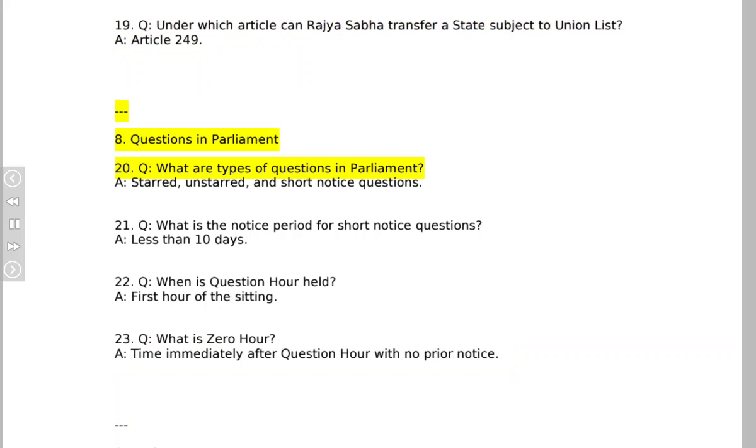8. Questions in Parliament. 20. Q. What are types of questions in Parliament? A. Starred, unstarred, and short notice questions. 21. Q. What is the notice period for short notice questions? A. Less than 10 days. 22. Q. When is question hour held? A. First hour of the sitting. 23. Q. What is zero hour? A. Time immediately after question hour with no prior notice.